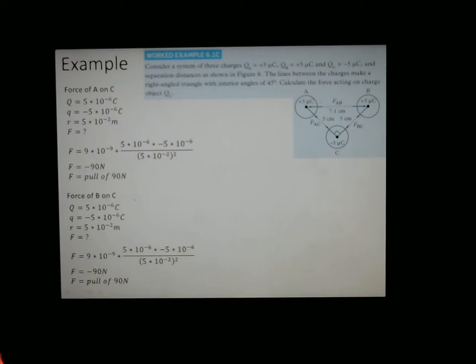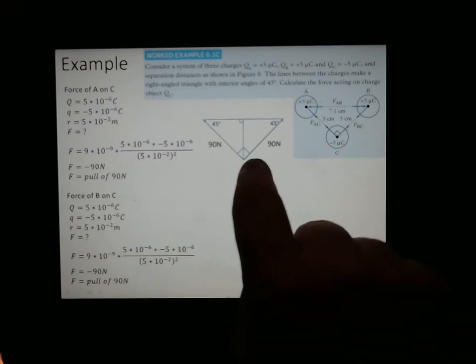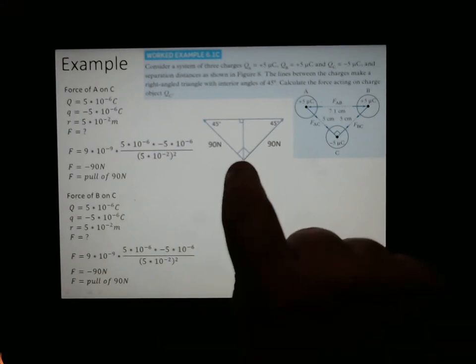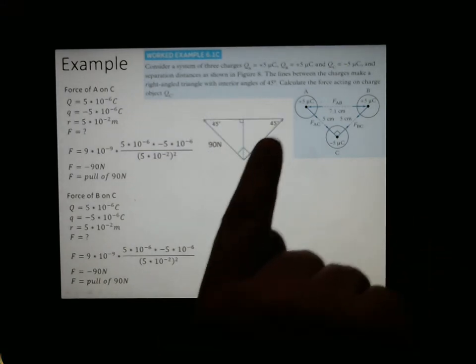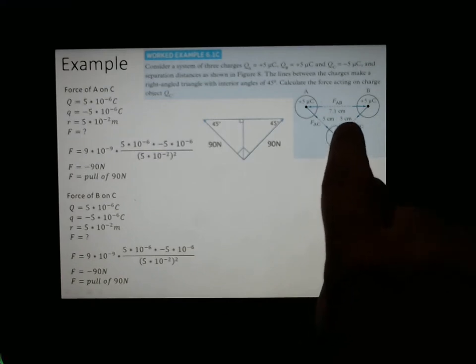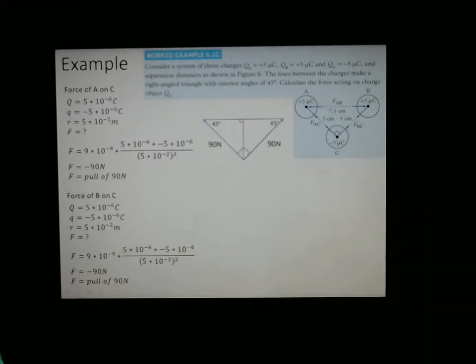Let's draw what that looks like. Here is our C, down here at the bottom, and we can see it's getting pulled at 90 newtons and 90 newtons. We're told that there is a 90 degree angle there, so this 90 degree angle carries over. I've also labelled the 45s on this picture now. Remember, we have to draw it head to toe, so let's draw it head to toe.